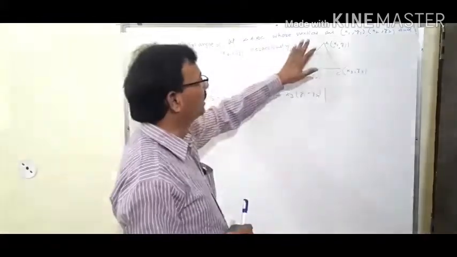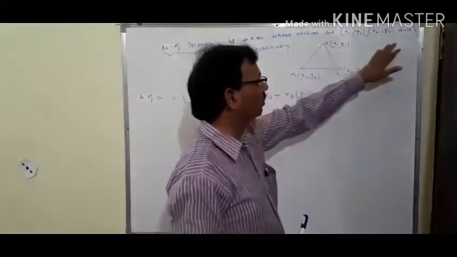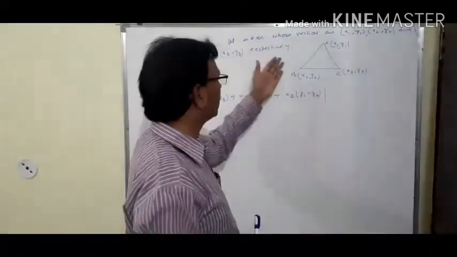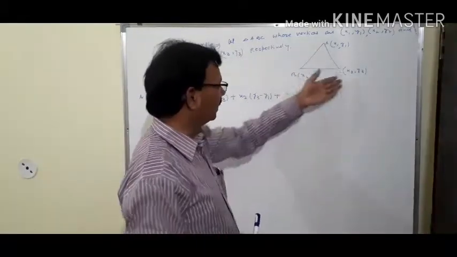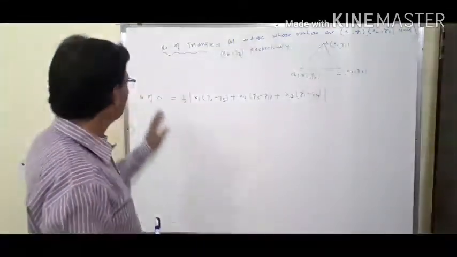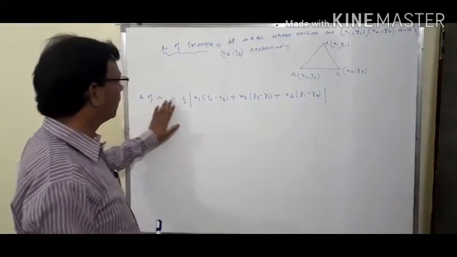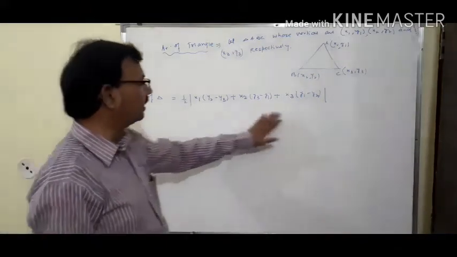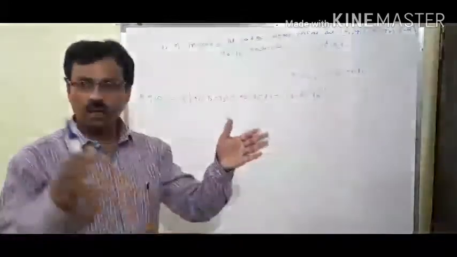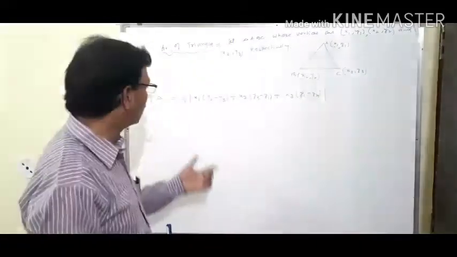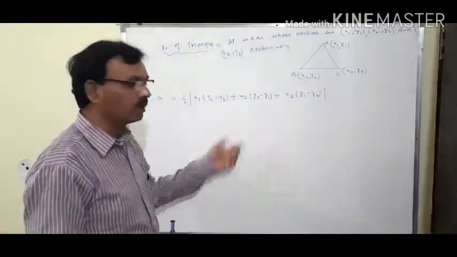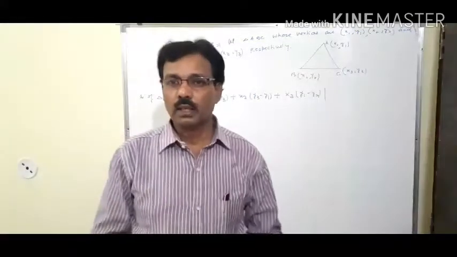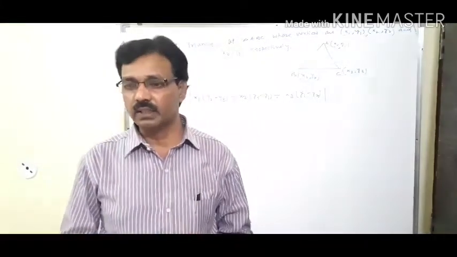Let A, B, C be a triangle whose vertices are x1, y1, x2, y2 and x3, y3 respectively, given like this. Then the area of that triangle will be 1 by 2 modulus. This sign is read as modulus, the two parallel lines. Why use the modulus sign? Because the area of a triangle or any region is never negative.